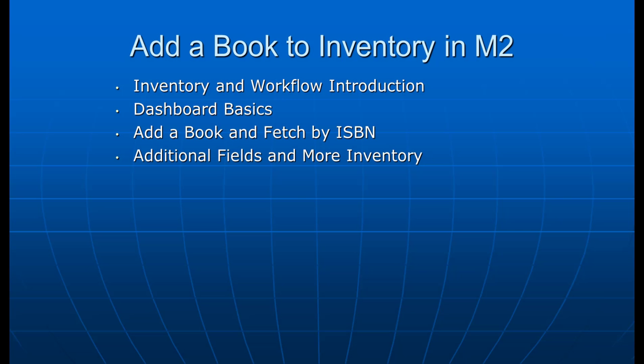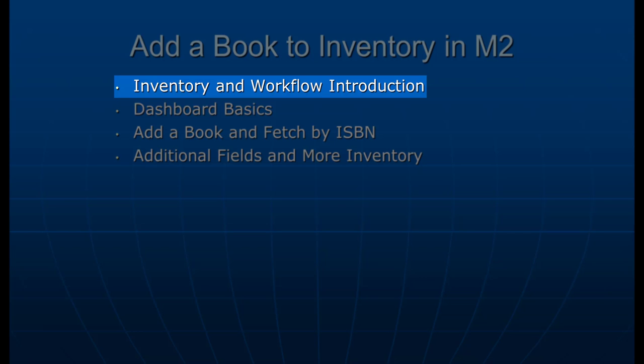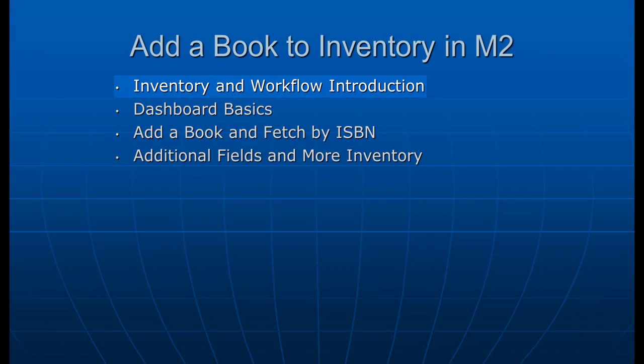The current video is about adding a book to your inventory through the M2 dashboard. The dashboard is available after registration and setup of a new ID are completed, as shown in the previous two videos. You can't list books on Amazon through M2 until you have added them to your inventory.